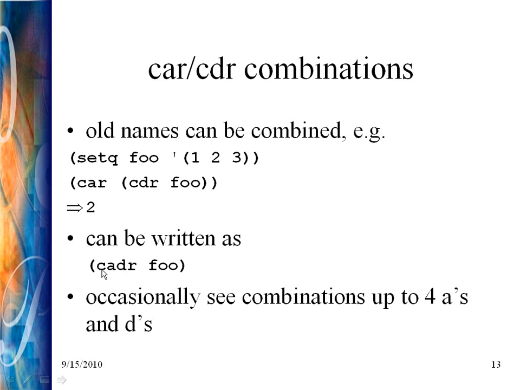And this can also be written as CADR. And that's pronounced, not that anybody pronounces it, cadder, CADR. And you can have up to 4 letters in here that are A or D, any combination of A's and D's. And the way you read this is backwards. You first perform the cdr, and then you perform the car. This is the exact equivalent of that. Using these type functions is even less recommended than using car or cdr, but you may occasionally see them in Lisp code.